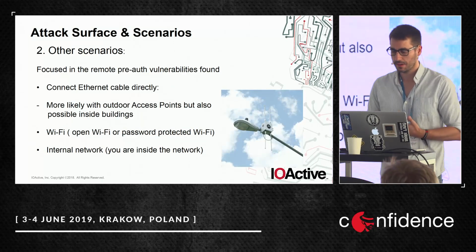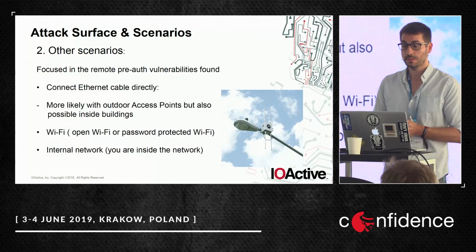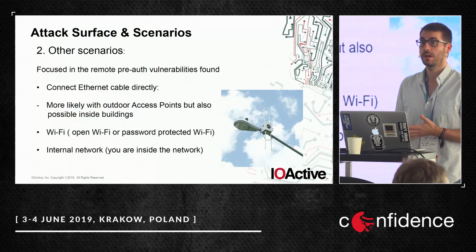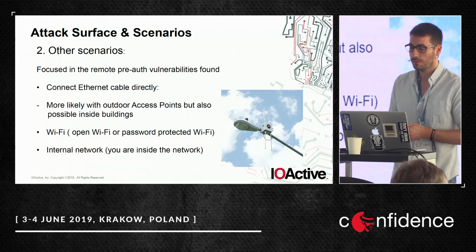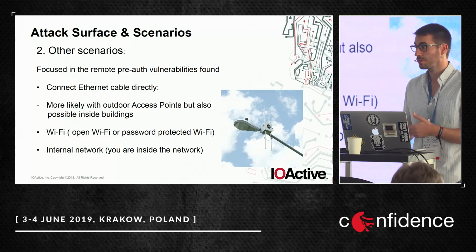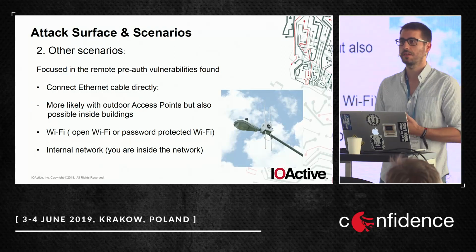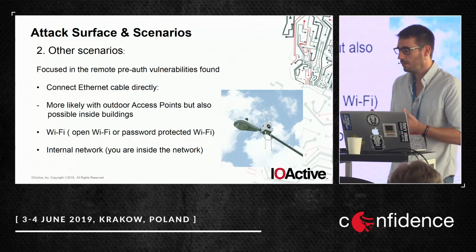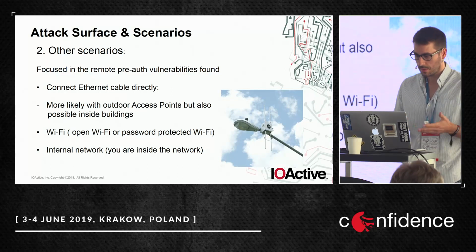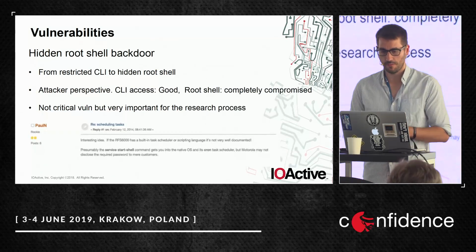The rest of the scenarios are basically outdoor and indoor access points. So again, if the attacker has physical access to the device, which is more likely with outdoor access points, then he can connect the Ethernet cable and exploit the issues, but also through the Wi-Fi, and through the internal network. Let's say the attacker is somehow inside the internal network and has connectivity to these devices. Then he can exploit those vulnerabilities through the network.